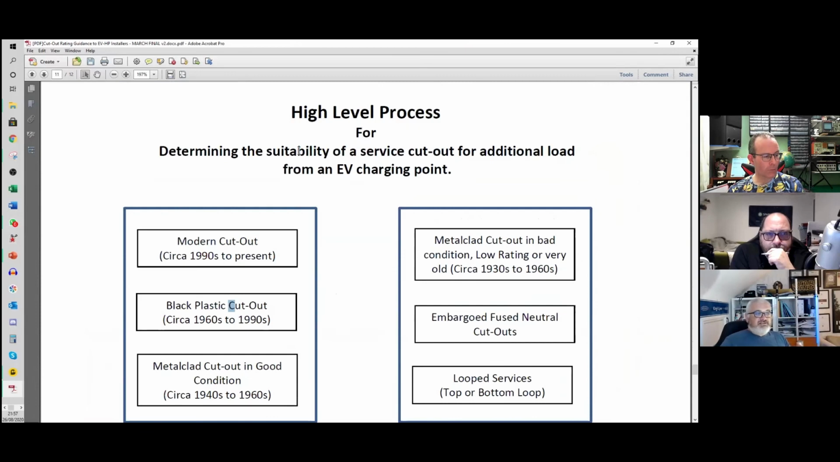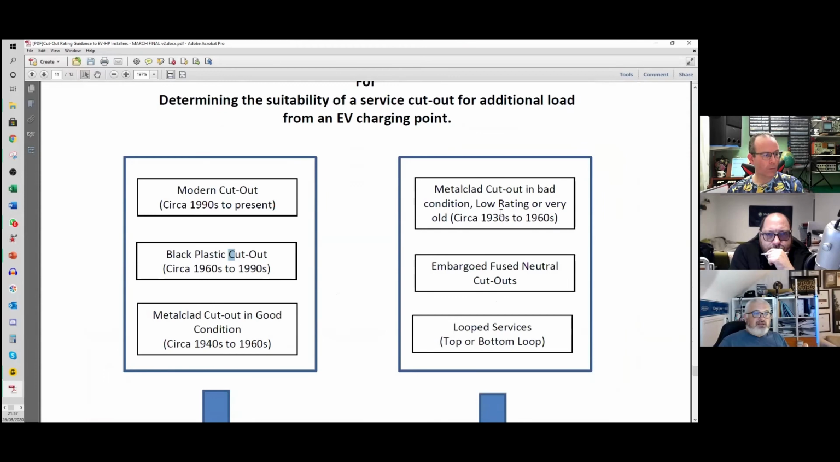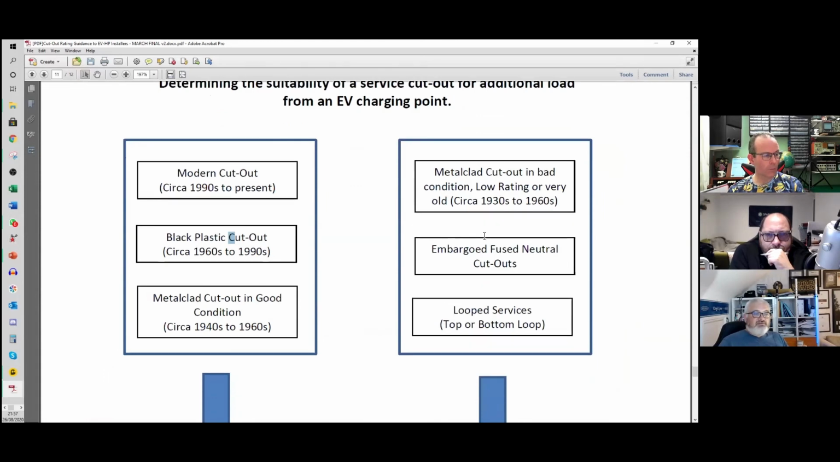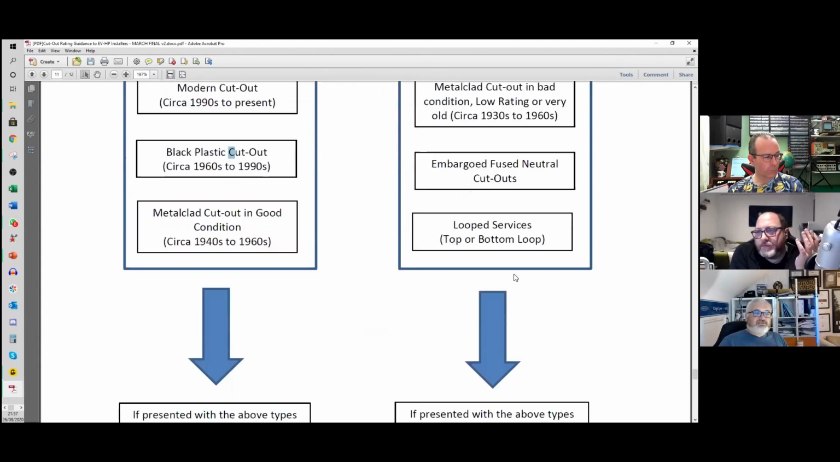High-level process to determine suitability of a cutout for additional load. On the right-hand side, if it's metal, bad condition, 30s, 60s, nope. It's embargoed, nope. And if it's loop services, nope. So how many people have put an EV installation onto a loop service when this document says you shouldn't?